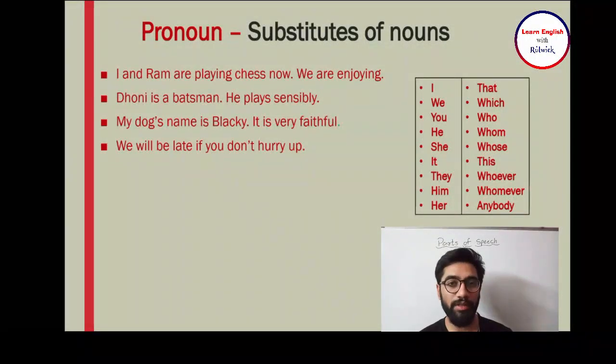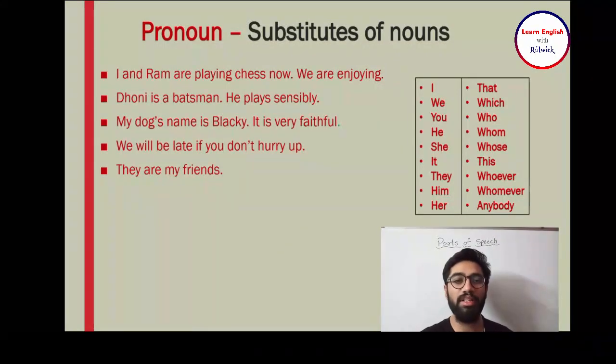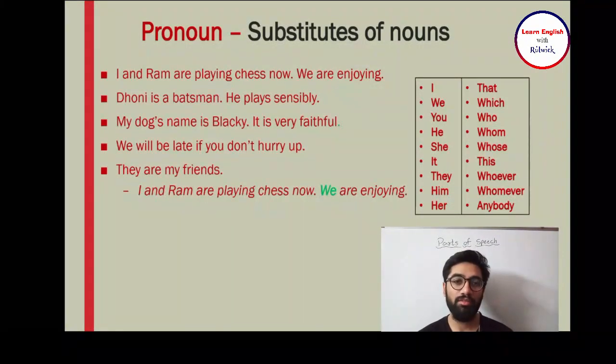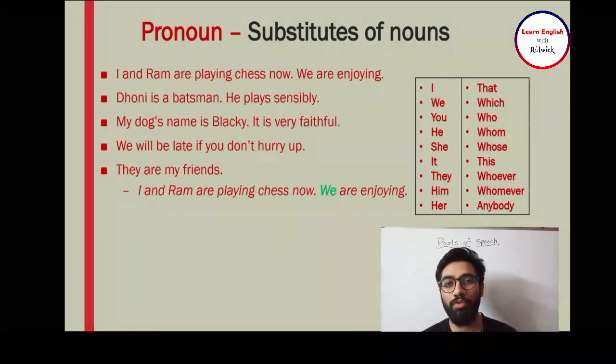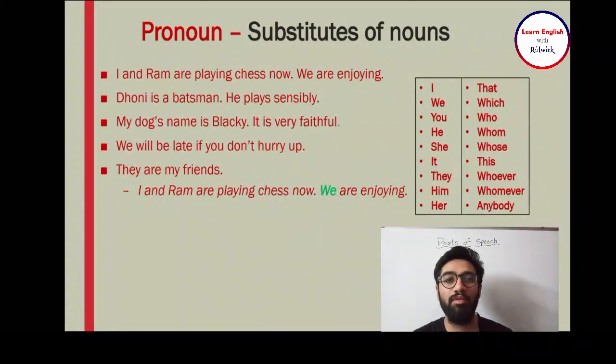We will be late if we don't hurry up. And the last sentence, they are my friends. Let's look at the answers. The first sentence, the pronoun is we because it replaces the words like I and Ram. So instead of repeating the same names again, we simply can cut those words by using we, which makes our sentence very simple and easy to understand.